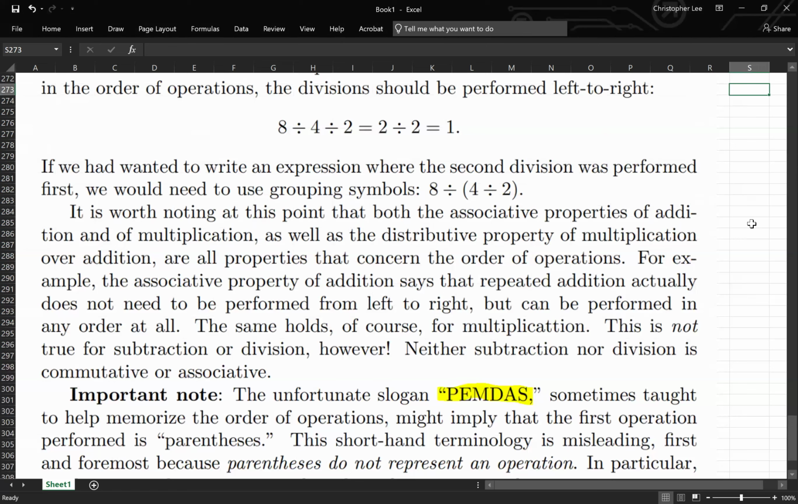It is worth noting at this point that both the associative properties of addition and multiplication, as well as the distributive property of multiplication over addition, are all properties that concern the order of operations. For example, the associative property of addition says that repeated addition does not need to be performed from left to right. It can be performed in any order at all. The same holds true for multiplication. It is not true for subtraction or division, however. Neither subtraction nor division is commutative or associative.